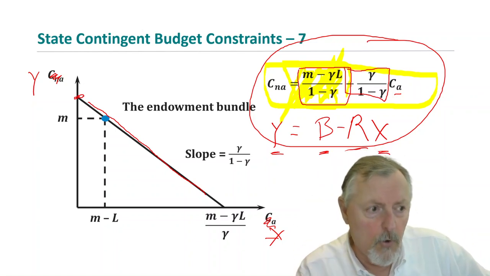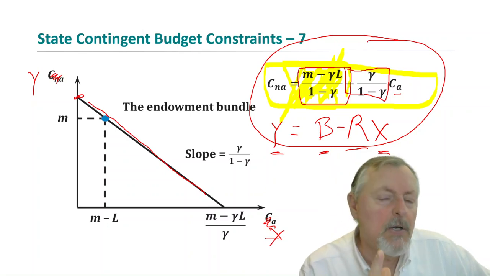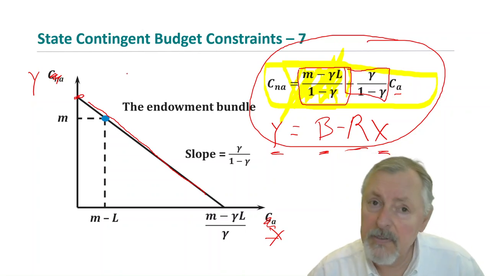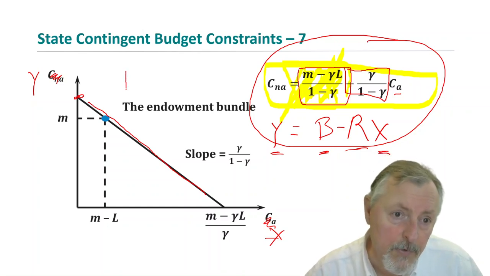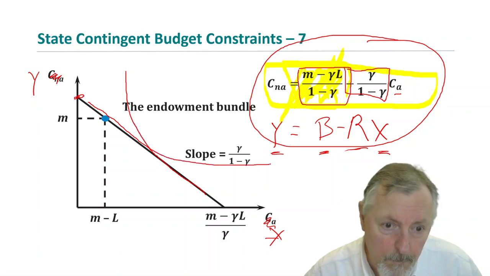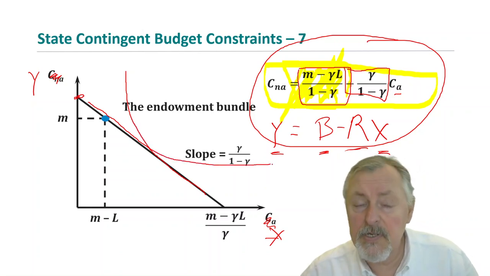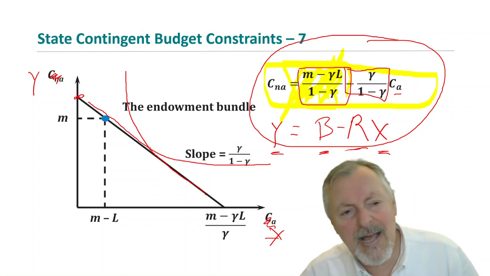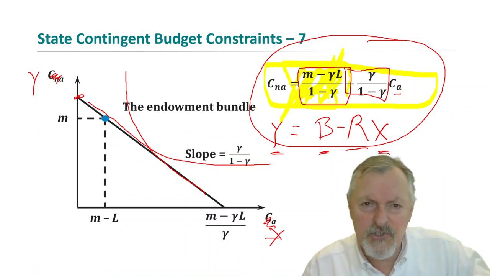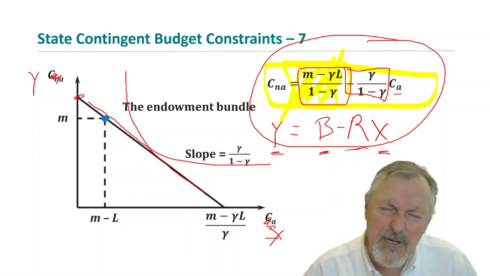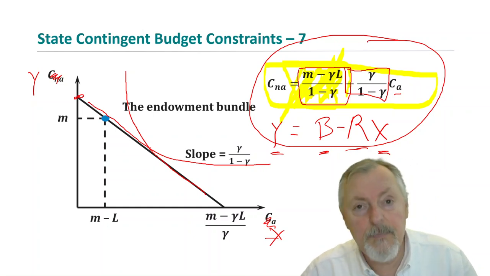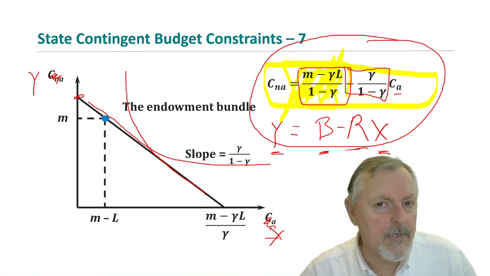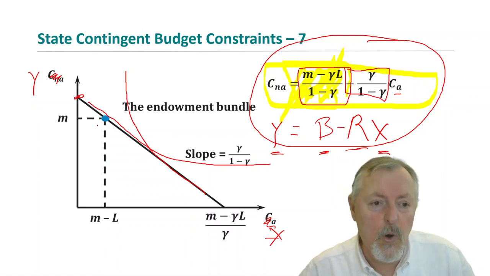Why do you want the formula of that line? Because just like before, to solve for the optimum consumption bundle, you need to find the point where the slope of the indifference curve, representing your preferences, is the same as the slope of the budget line. What does the budget line mean when you're dealing with contingent commodities, different states of the world? It means exactly the same thing it did 2 chapters ago, 3 chapters ago. It is the rate at which you can exchange one thing for the other.